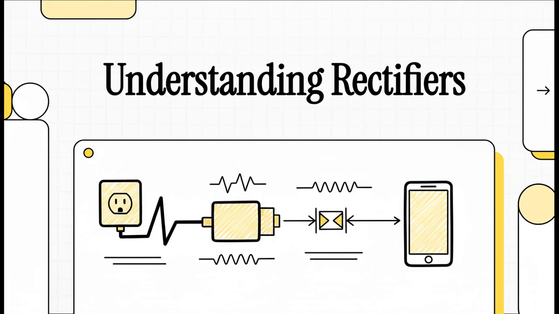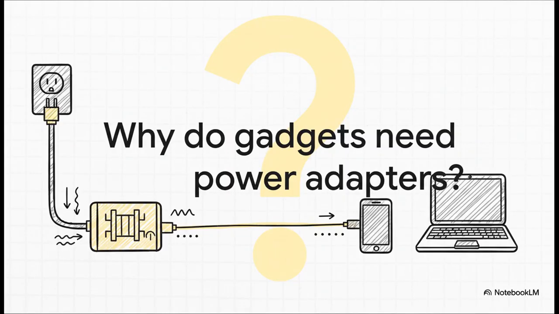And at the very heart of that whole process, there's a crucial little component we're going to get to know: the rectifier. So, let's start with something you've all seen. Your phone charger, your laptop adapter, they all have that little blocky part, right? The brick. Why? Why can't we just have a simple cable that goes from the wall straight into our gadgets? Well, that question is the key to everything we're going to talk about today.